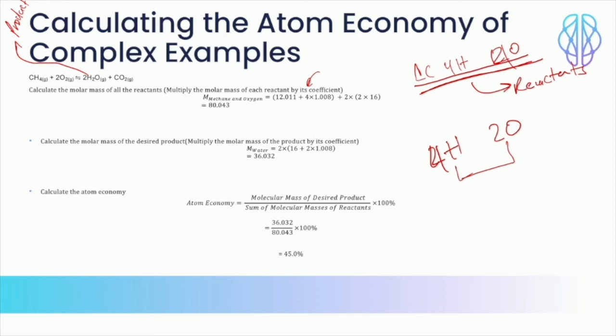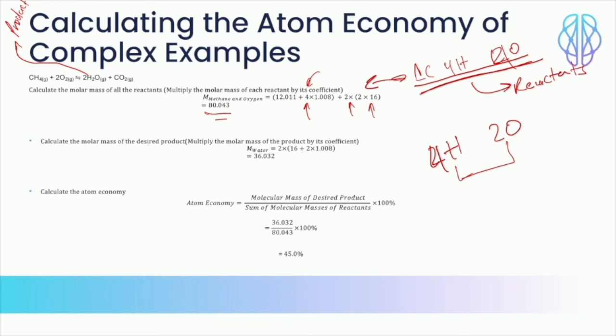Methane has 1 carbon and 4 hydrogens, so that's 12.011 plus 4 times 1.008. And in addition, we have 2 lots of O2, so 2 times 16 times 2. If you add it together, you get 80.043. Either way, you're going to get the same answer. It's just 2 different ways of thinking about it.